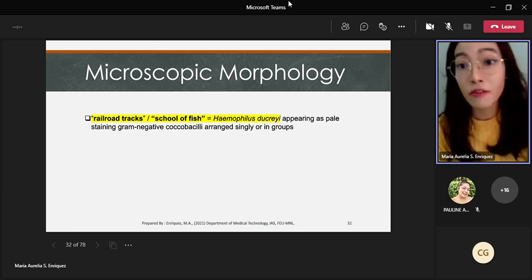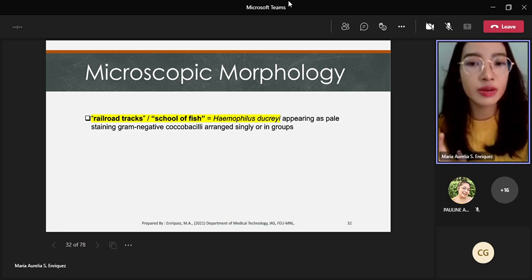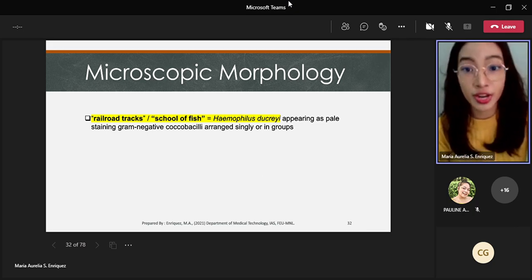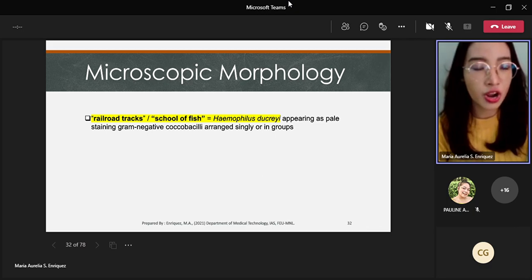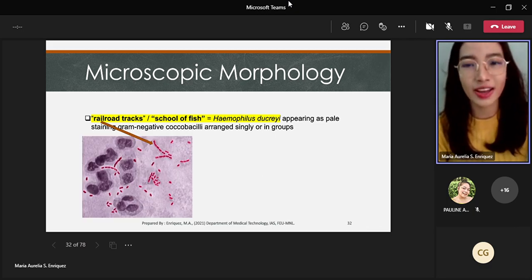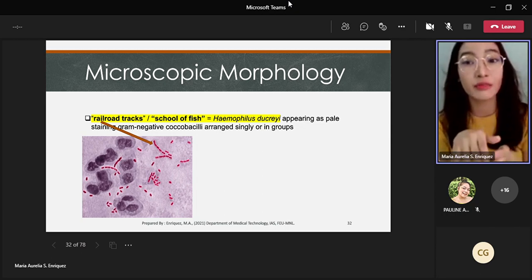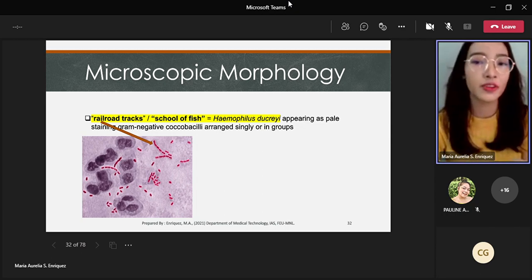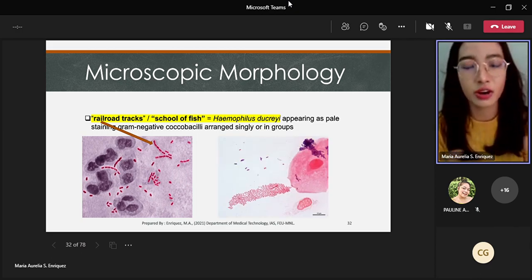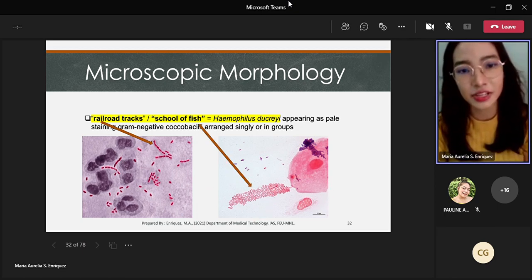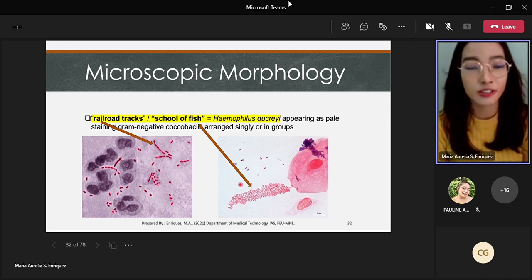Ayan, ito naman po, for Haemophilus ducreyi. So when it comes to the microscopic morphology of Haemophilus ducreyi, there are two characteristic descriptions that may be observed. First are the railroad tracks, okay? In Tagalog, riles ng tren. So like this one, they are arranged linearly. Ayan po. So yun yung tinatawag na railroad tracks. Parang nakapila sila. Okay, and then next one would be school of fish. Okay, so they are grouped together or just clustered together in no particular order, just like this one. So ito po yung tinatawag na school of fish.